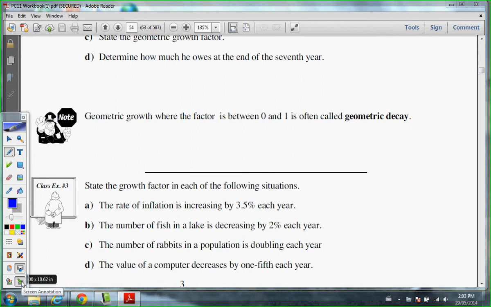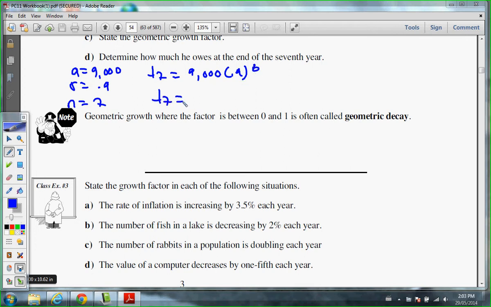Okay, so we know that his A is 9,000. His R is 0.9. His N is 7 after the 7th year. So we're going to go T7 equals A, which is 9,000, R, which is 0.9, to the N minus 1, which is 6. So T7 is 4,782. Okay, and so after the 7th year, that means his 8th year, he'll actually pay this amount right here, will be his payoff amount to his parents.